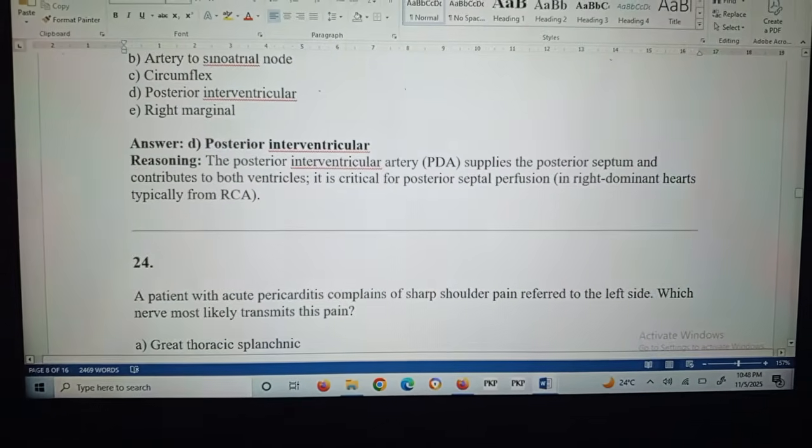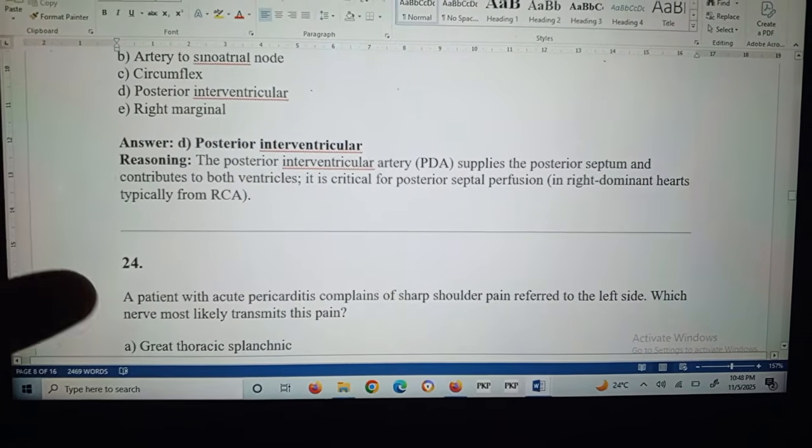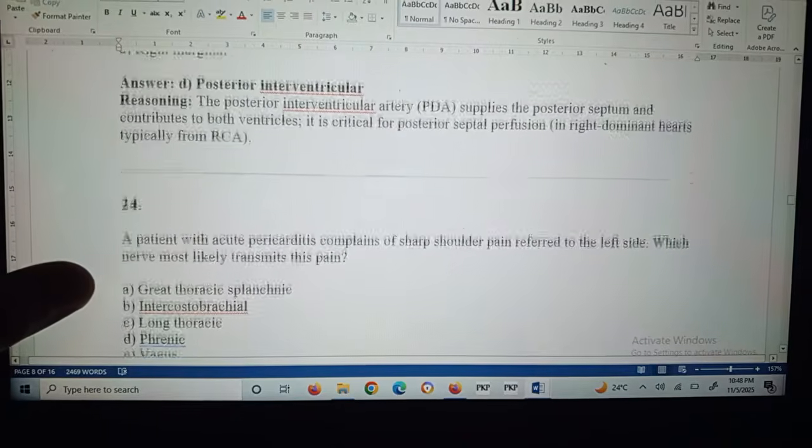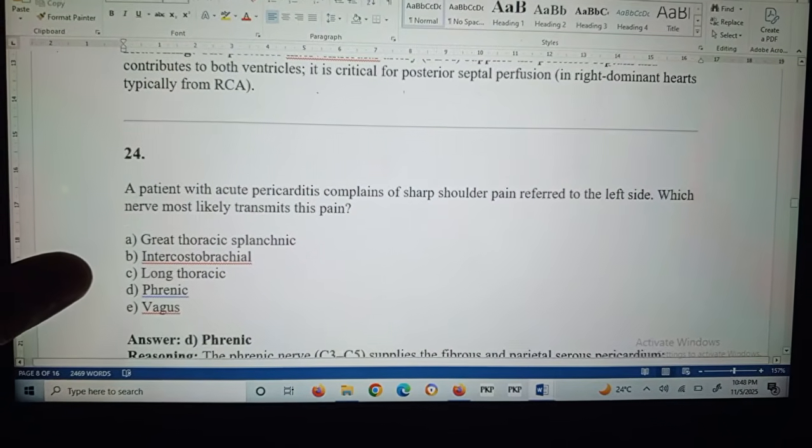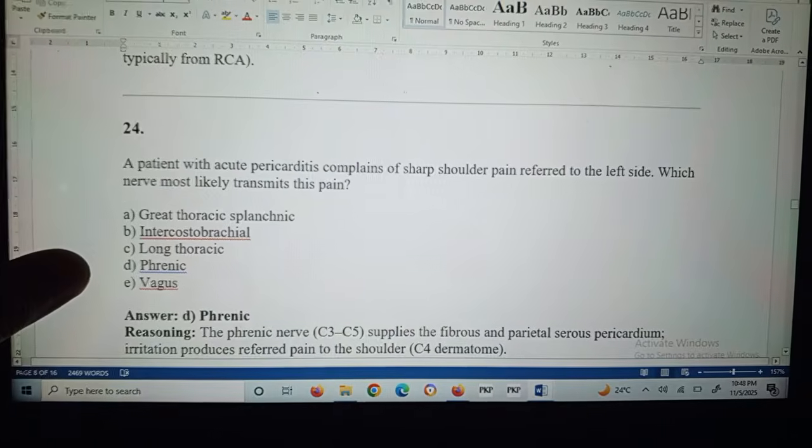Posterior interventricular artery, PDA, supplies the posterior septum and contributes to both ventricles. It is critical for posterior septal perfusion in a right dominance heart, typically from the right coronary artery.